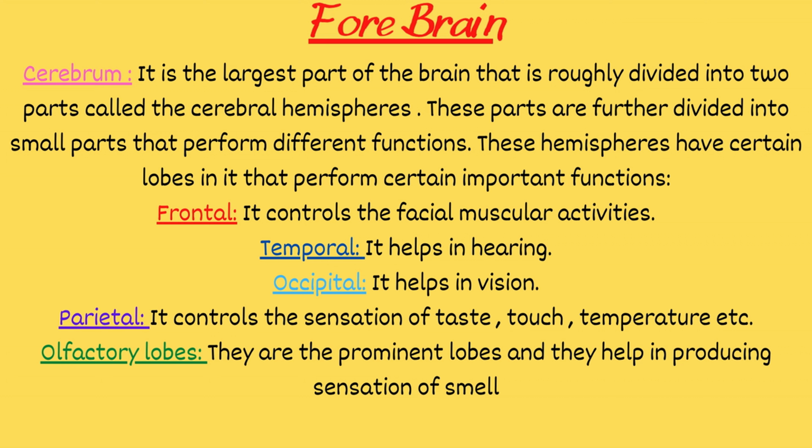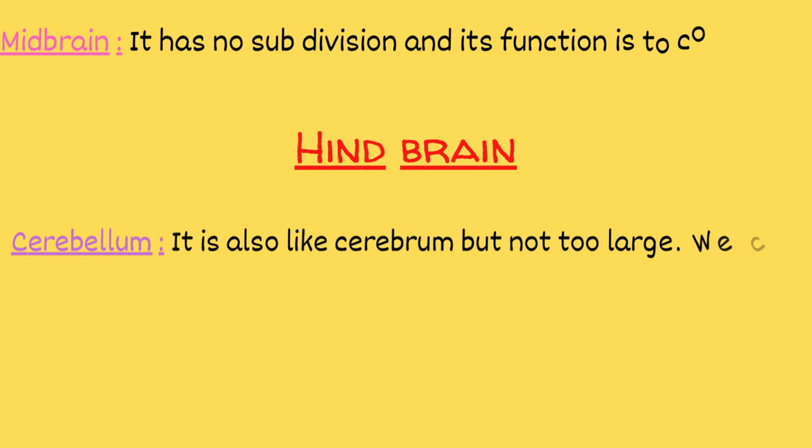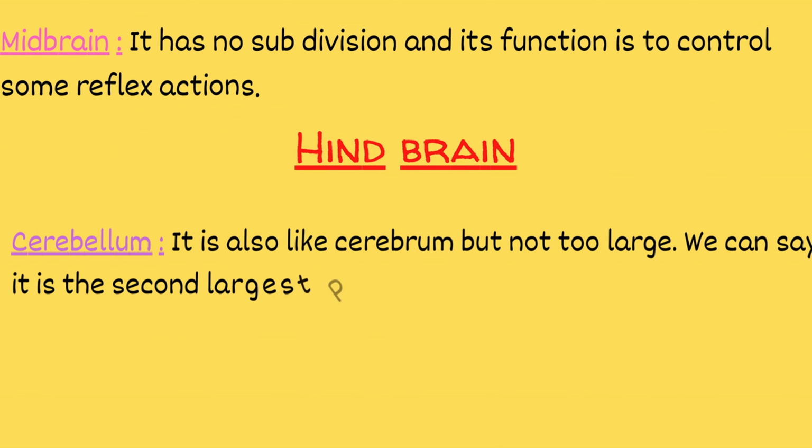Frontal lobe controls the facial muscular activities. Temporal lobe helps in hearing. Occipital lobe helps in vision. Parietal lobe controls the sensation of taste, touch, temperature, etc. Olfactory lobes are the prominent lobes and they help in producing the sensation of smell. Midbrain has no subdivision and its function is to control some reflex actions.